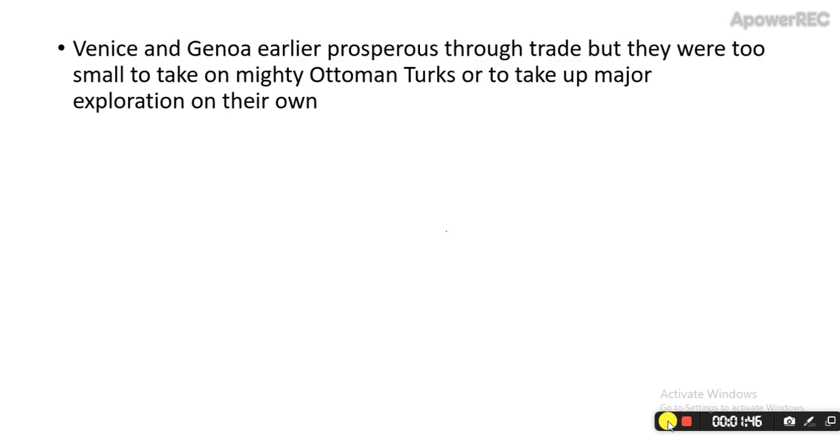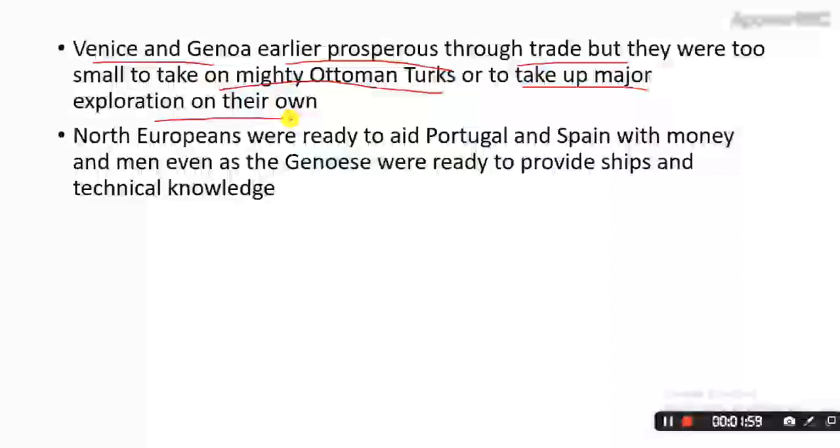So let's move ahead. Venice and Genoa, earlier prosperous through trade, were too small to take on the mighty Ottoman Turks or to take up major explorations on their own. So they helped the Portuguese. The North Europeans were ready to aid Portugal and Spain with money and men, even as the Genoese were ready to provide ships and technical knowledge. We all know that the Portuguese found the sea route to India, but actually there was the hard work of all these small European nations like Venice and Genoa, which were advanced in ship and navigation technology, and helped the Portuguese find the major sea route to India.